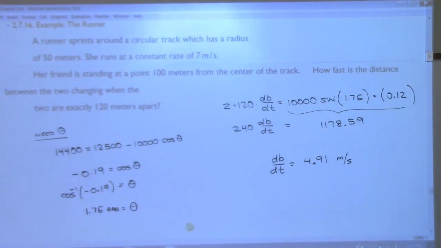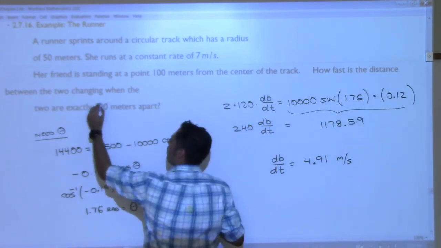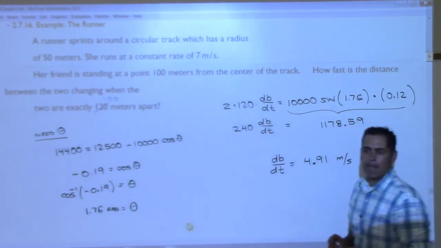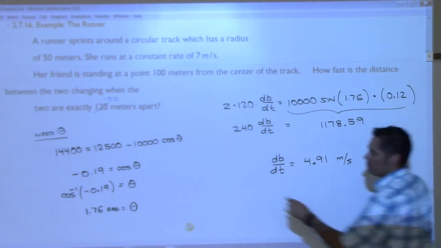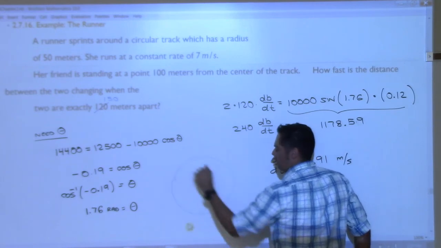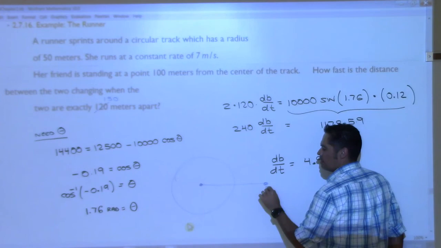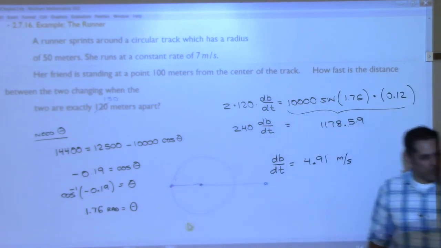Hey, out of curiosity, what if the question was asking how fast the distance between the two was changing when they were 150 meters apart? It's going to be a whole different thing. Where would she be? He's 100, she's 100, right? So where's she? Over here? Okay. What should the answer be?